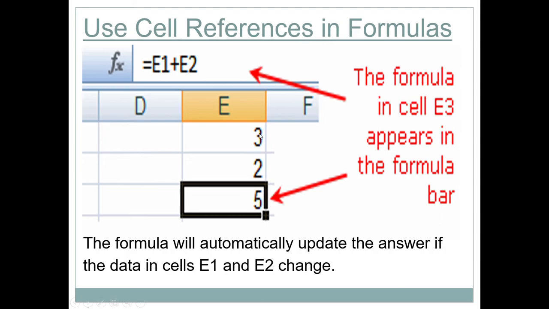So in other words, if this 3, if I needed to change it to a 4, this answer would automatically update to 6 because I use the cell references. So I can change these data values as many times as I need to in case something changes down the road, and I don't need to re-input or reapply this formula every single time. It just stays there and the answer updates automatically because I'm using the cell references.